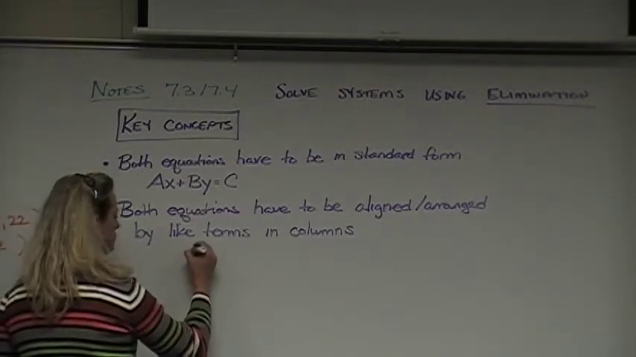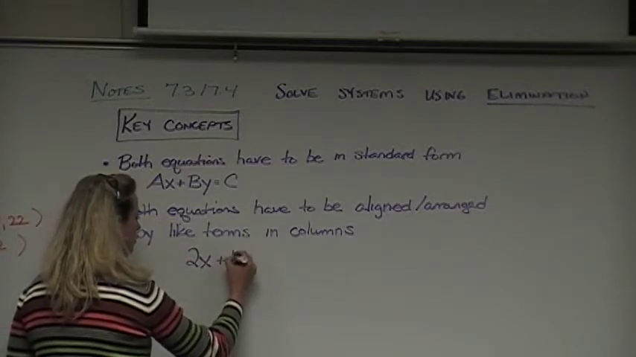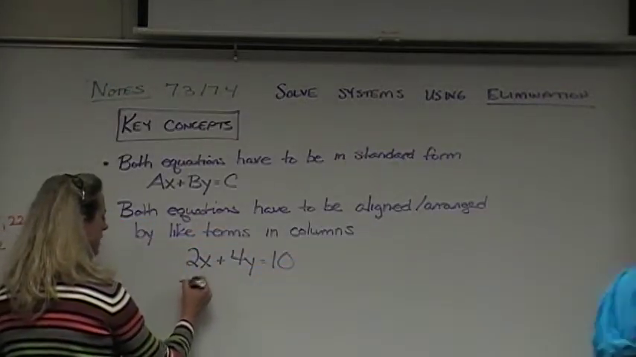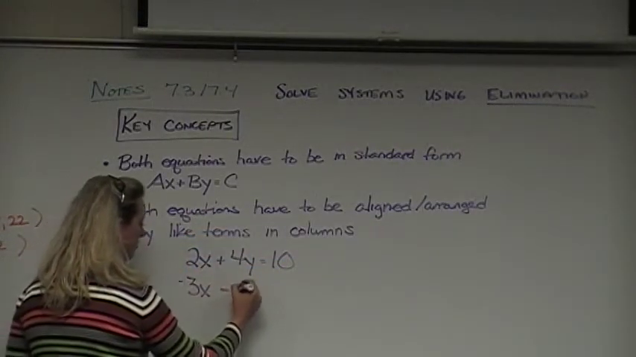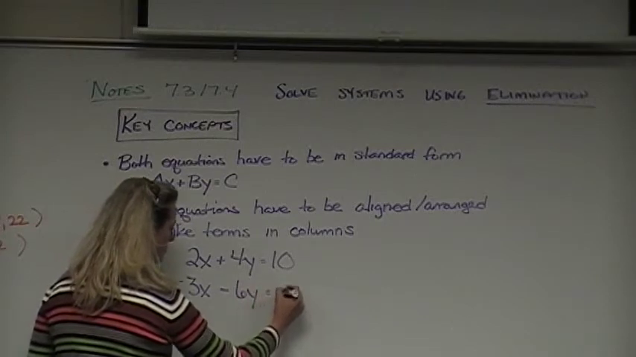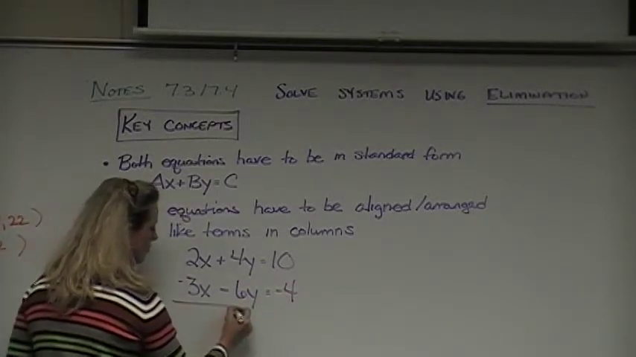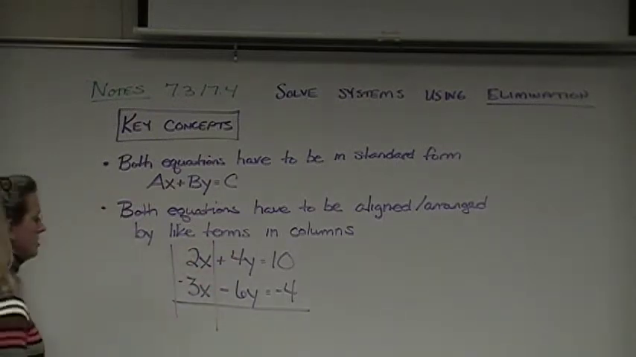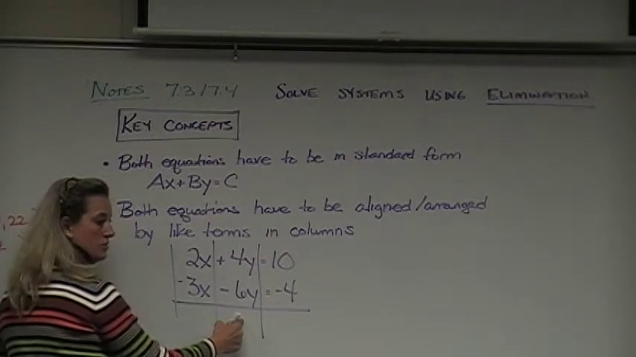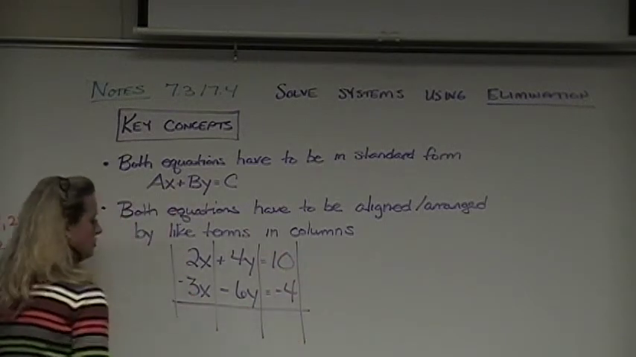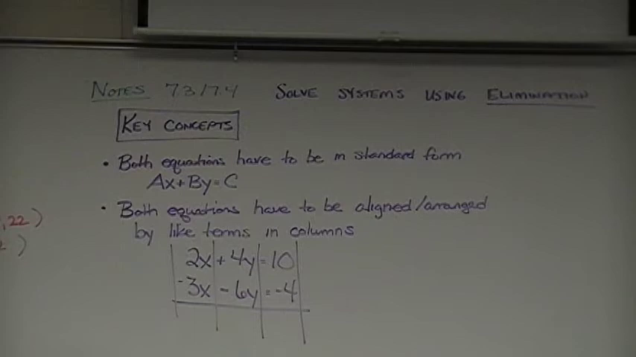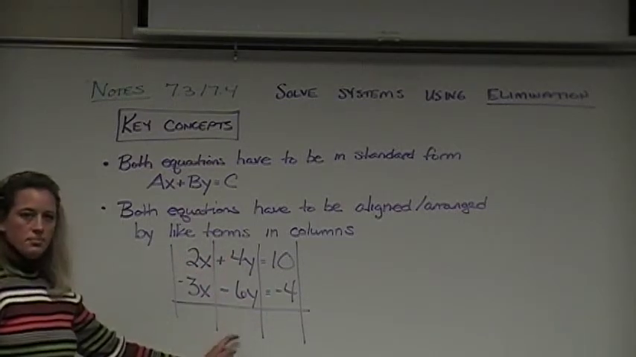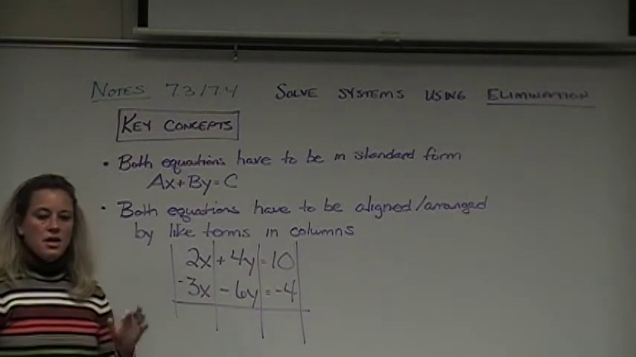So example, if I have 2x plus 4y equals 10 here, then the next equation has got to be lined up by like terms as well. Okay? So right here, if we look at this, are these like terms? Yes. Are those like terms? And are those like terms? Everybody agree with that? Are these like terms in this column? Are these like terms in this column? Yes. And are those like terms in that column? Yeah.